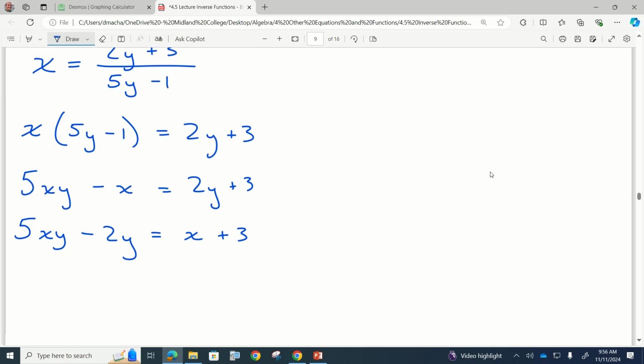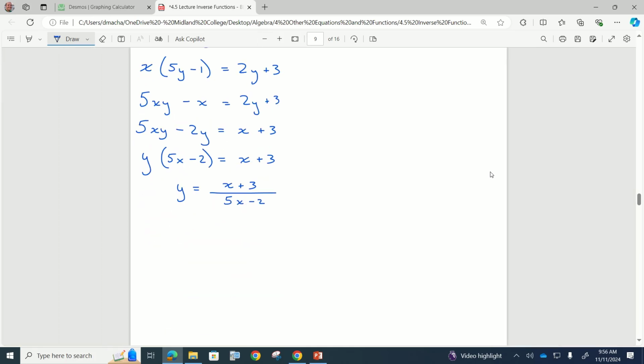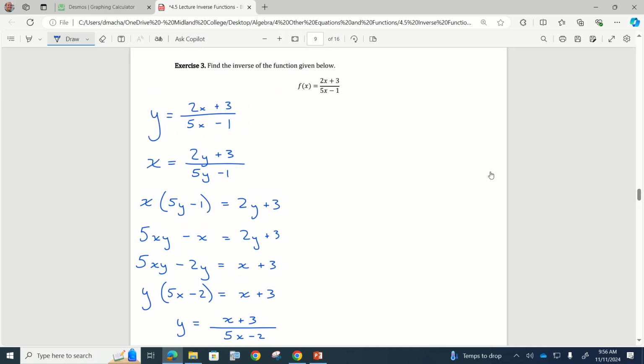Okay. Next step, I want to factor out the y on the left side. So I get y times 5x minus 2. And then lastly, to solve explicitly for y, perfect. Now, to zoom out and see, my function's name was f. So for my answer choice, I'm actually going to write this fancy inverse notation.